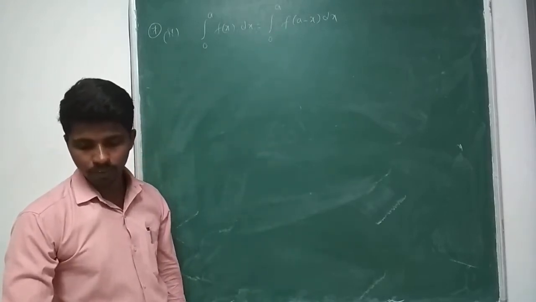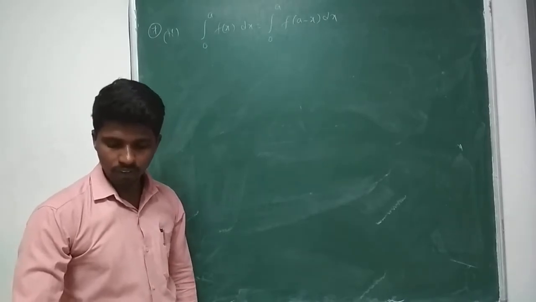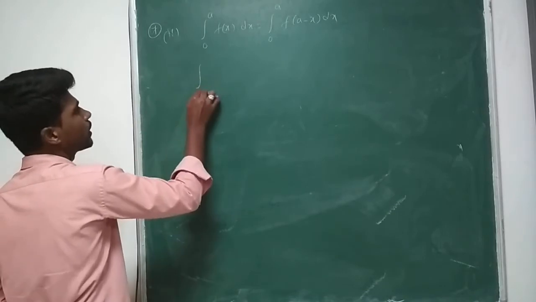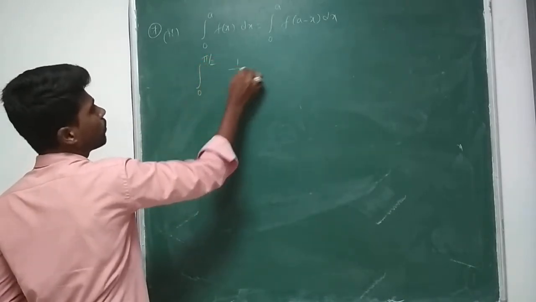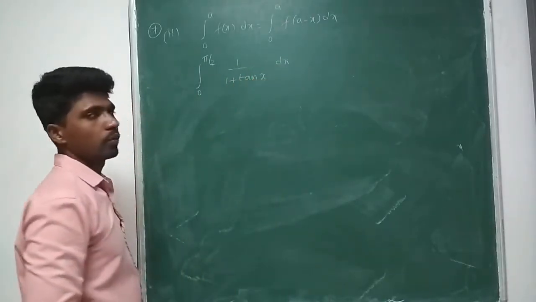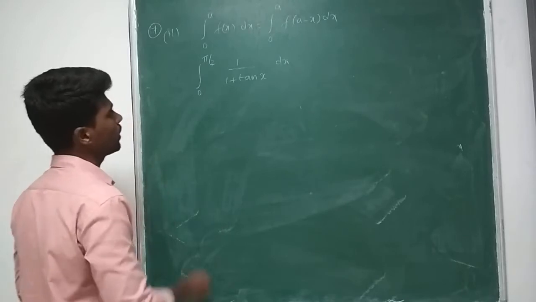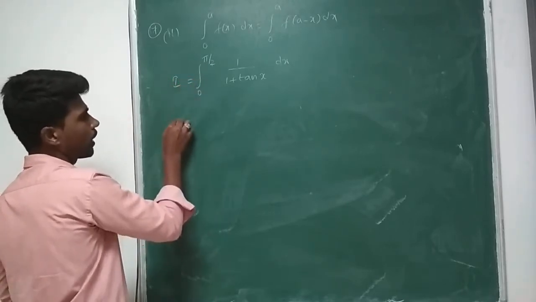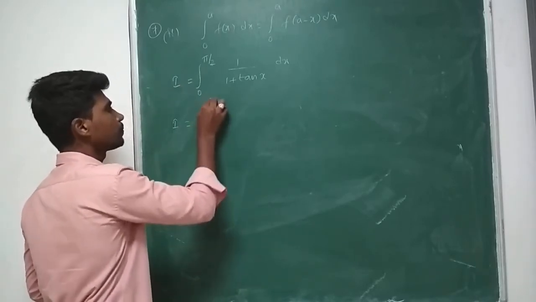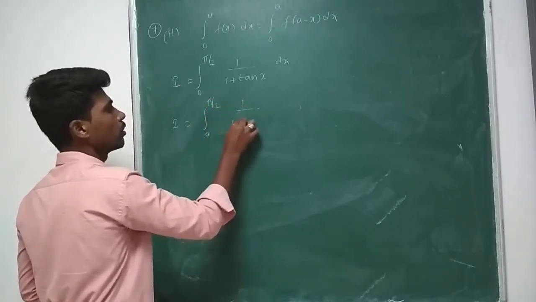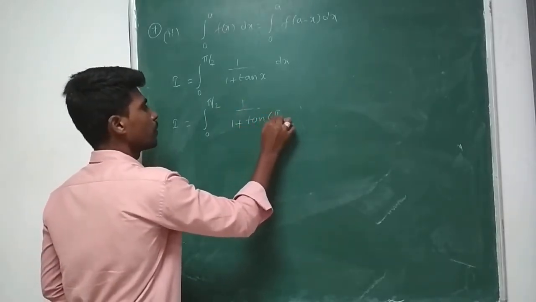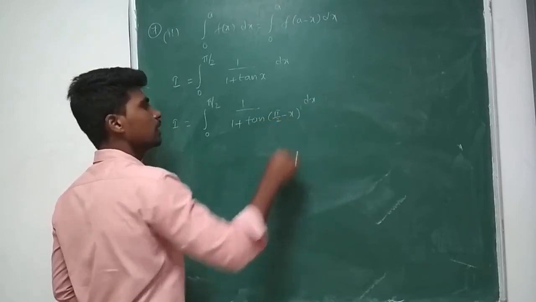And hence, with the help of this property, evaluate integral 0 to pi by 2 1 by 1 plus tan x dx. Let us consider the given thing as I, and it can be rewritten with the help of this formula. Integral 0 to pi by 2 1 by 1 plus tan of pi by 2 minus x dx.